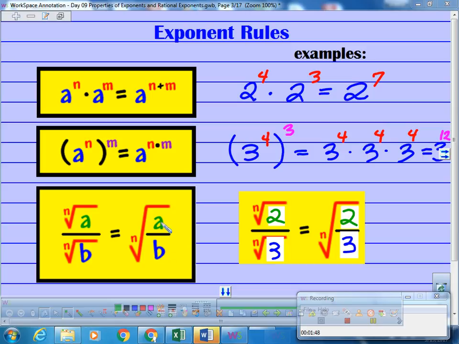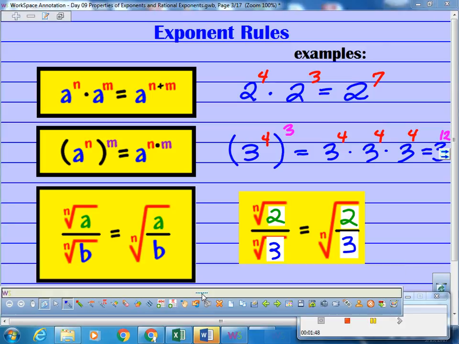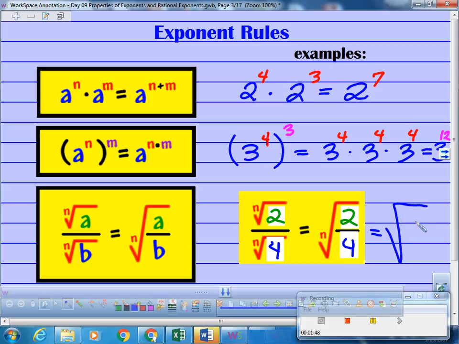Let's say this, instead of being a 3, was a 4. That would be a good reason to put them over each other, because I can simplify this to 1/2. That would be a reason to do it. So you could never cancel out. So if they're both square roots, you have to do both square roots, and you can cancel out. No. No. Yes, right.